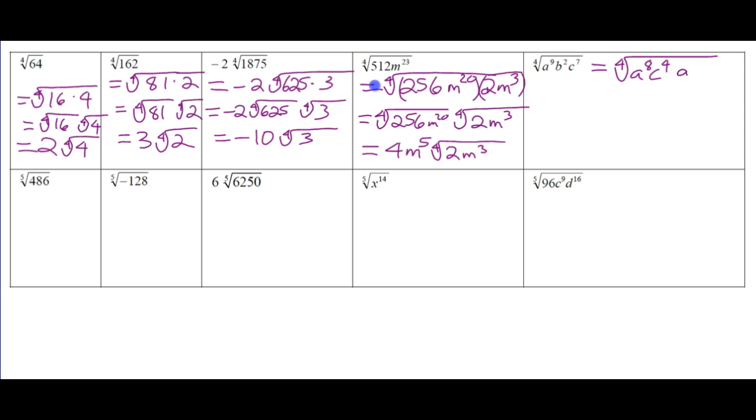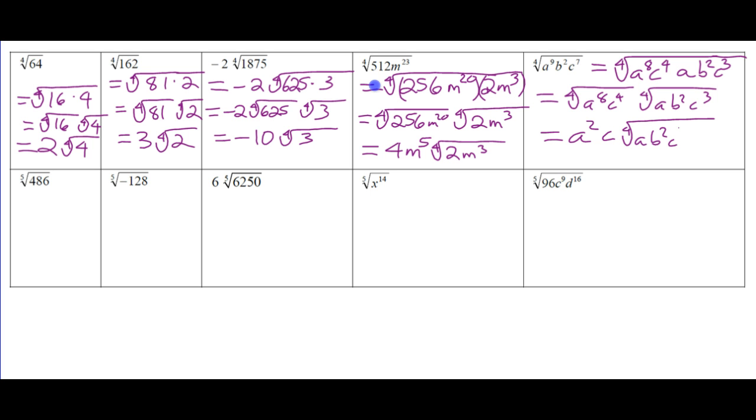Okay, and what are we left with? We got an a, and we got a b squared, and we got a c cubed. Okay, anything we're left with must have an exponent which is less than 4. Okay, which they do. It's good. So we got the fourth root of a to the 8th, c to the 4th times the fourth root of ab squared c cubed, which is a squared c times the fourth root of ab squared c cubed, and a, b, and c are all greater than or equal to 0.